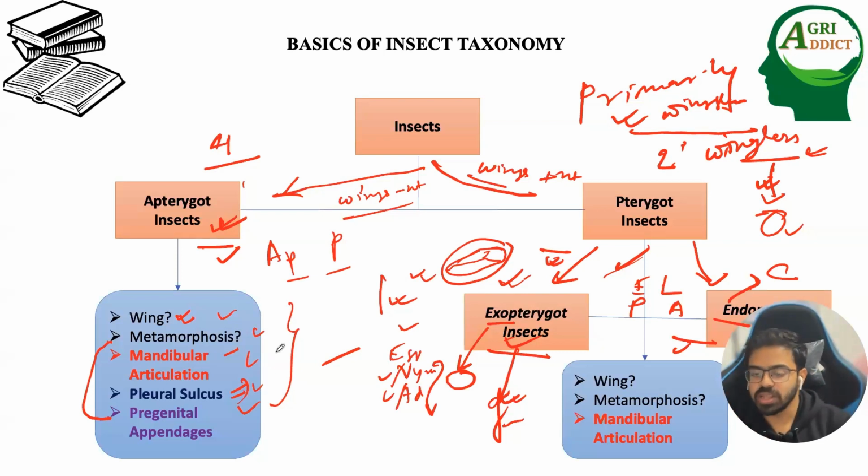Like if I give one example, styli. Styli are present on all the pterygotes, the reduced abdominal legs. Then colophore, furcula, retinaculum or tenaculum. These are all the pregenital appendages which are present on the apterygotes only. It's a very specific feature. So these are a few differences I have tried to explain. I think all of you have understood this. If you have any doubts, you can ask.